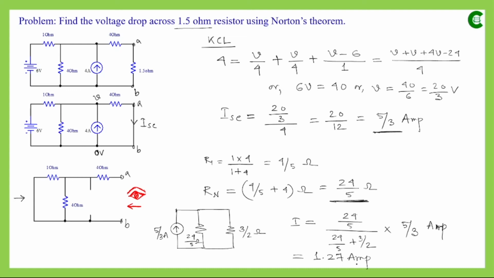Now we have so far obtained the current value, and we wanted to find the voltage drop across that 1.5 ohm resistor. So it will be simply 1.27 into 1.5, which is 1.91 volt.